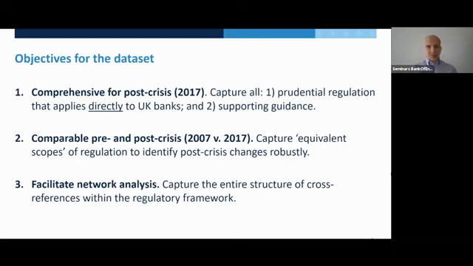post-crisis 2017, and a data set that captures all prudential regulation that applies directly to UK banks, and also captures supporting guidance. We wanted this data set to be comparable pre and post crisis. So in 2007 versus 2017, we wanted to capture equivalent scope of regulation to make the comparison make sense. And we also wanted to create a data set that will facilitate network analysis. So we wanted to capture the connections between different parts of the rulebook.